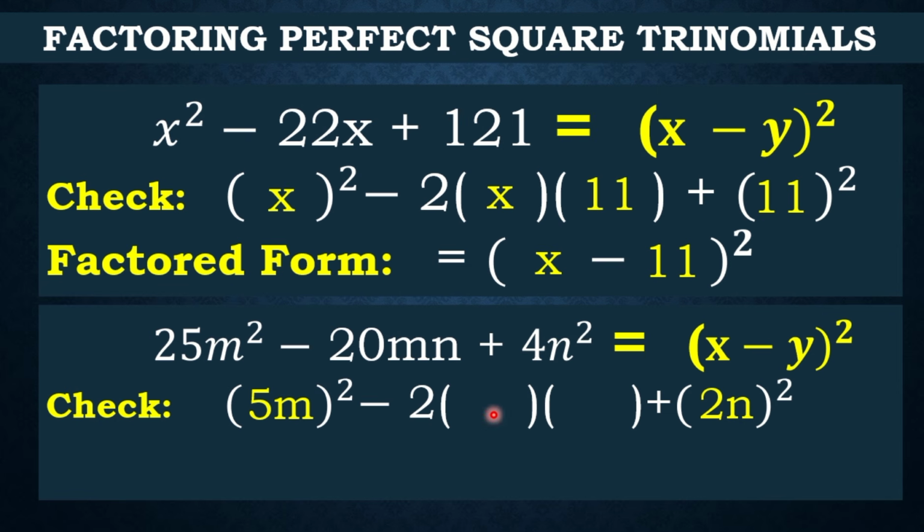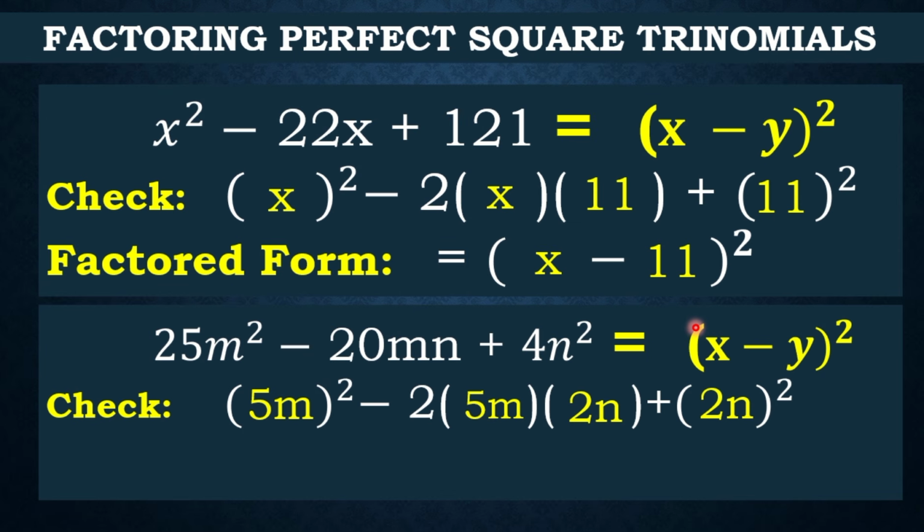Check natin ang middle term. So, kunin natin yung twice. Lagi po yan twice ha. Twice the product of the square root of your first term and your last term. So, yung square root po. So, 2 times 5, that is 10m. 10m times 2n, that is 20mn. So, nag-satisfy siya doon. So, we can now get the factored form, which is this pattern.